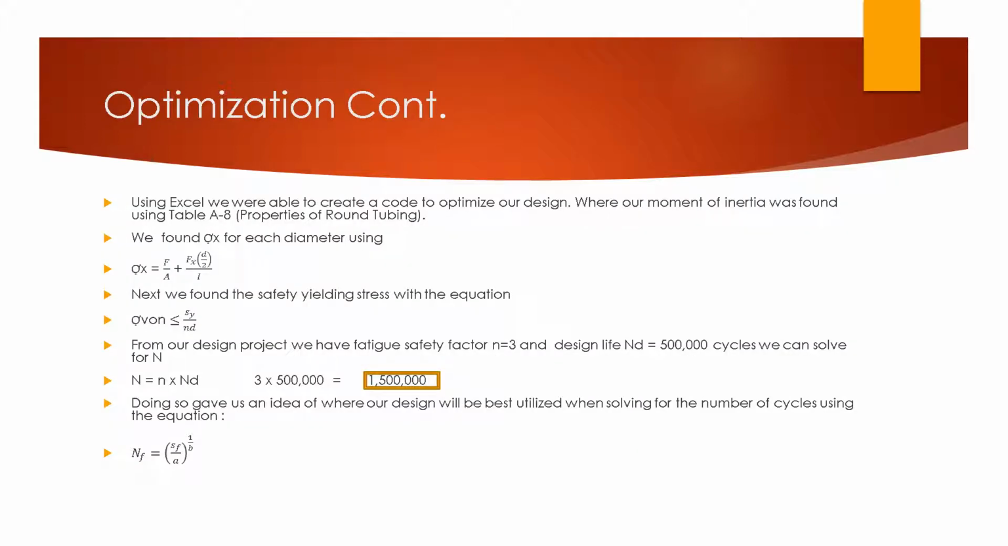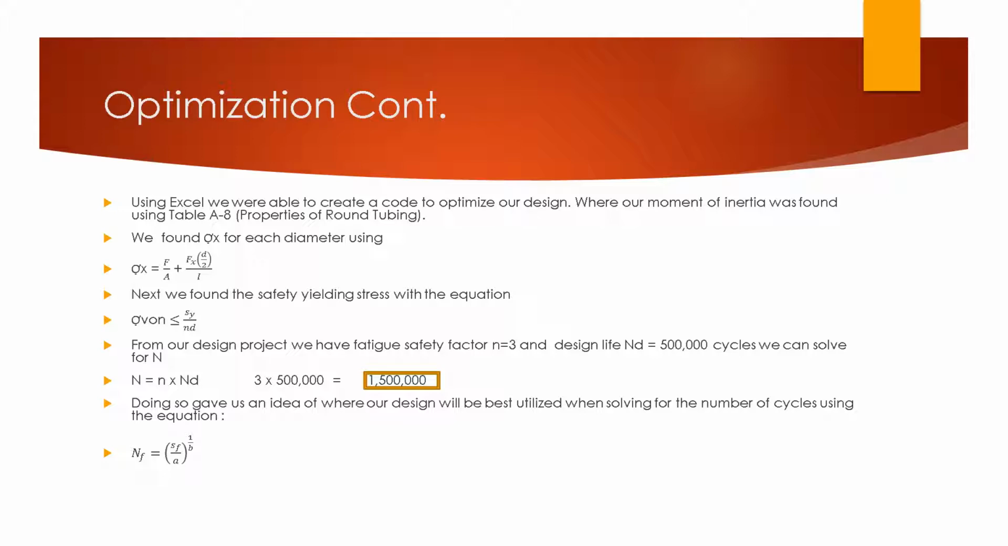Our optimization continued. Using Excel, we were able to create a code to optimize our design, where our moments of inertia were found using table A8, properties of round tubing, and we found stress X for each diameter using stress X equals F over A plus F of X times the diameter of each tubing divided by 2 over the second moment of inertia. And you will see that later in our Excel spreadsheet.